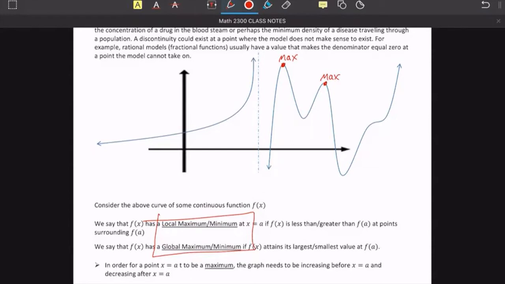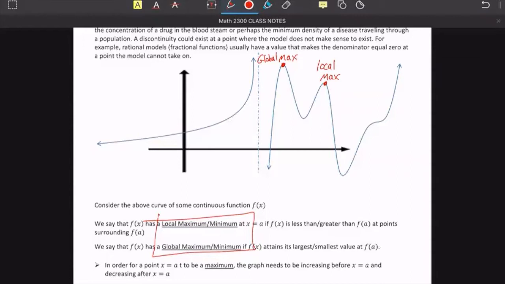Global means that one of them is the biggest. So think about the biggest on the globe compared to just the biggest around you. So this one on the left is the global max because it's the biggest one. It's the biggest peak. And the other one would be the local max. It's important to note that every max is a local max. And what I'm saying is there's only one global, okay?